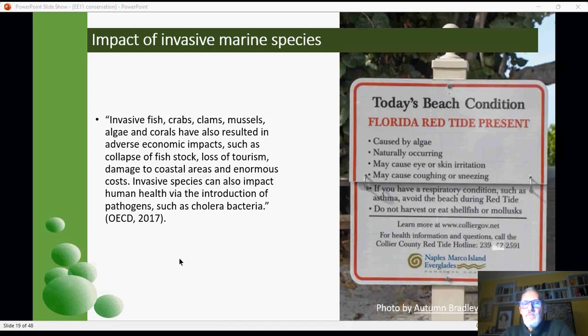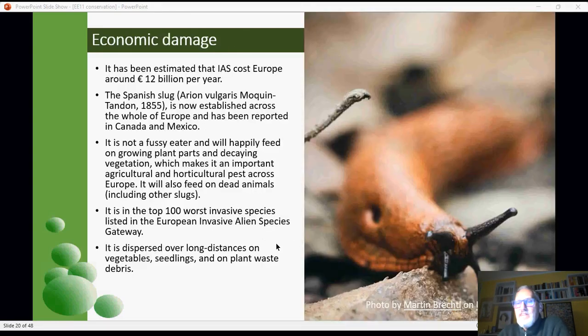So what sort of effects do these have? Well, large economic impacts. Clearly this is a tourist problem. You're not going to go on holiday to the beach if it's covered in red algae, okay? And you can also have the presence of cholera bacteria. Economic damage, it's estimated, this is just an estimate, 12 billion euros per year. That's a lot of euros per year, caused by the effects of invasive species.